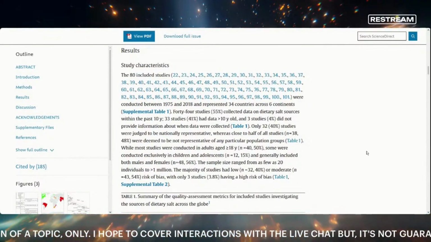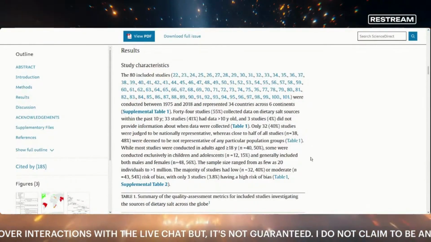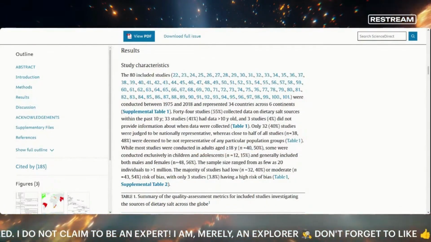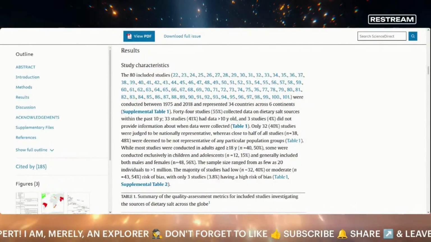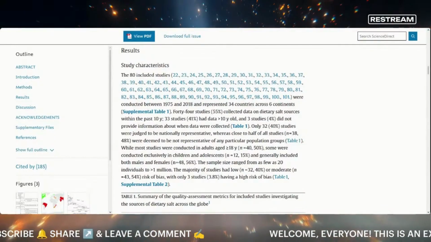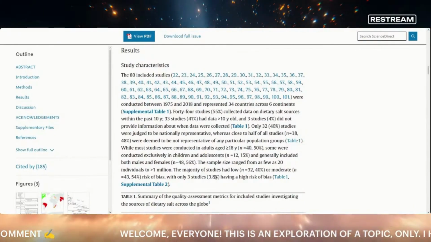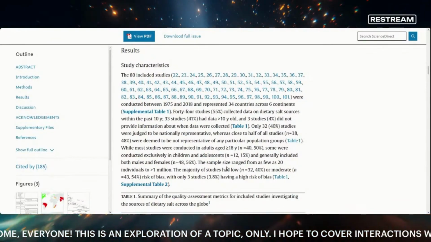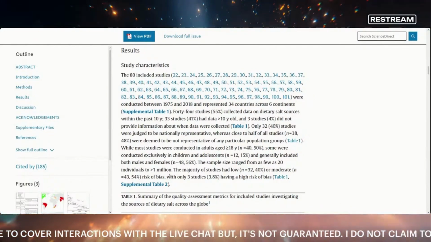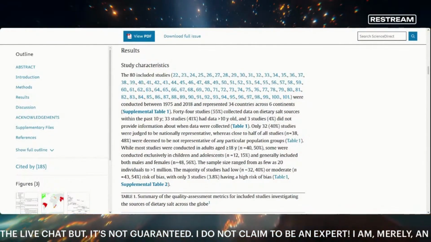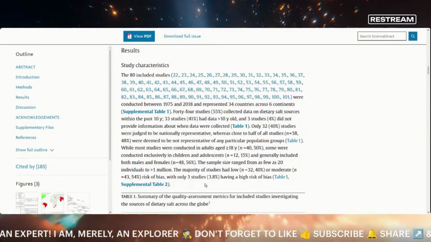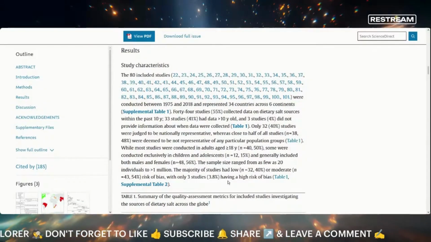While most studies were conducted in adults aged over 18 years, that's 40, which is 50%, some were conducted exclusively in children and adolescents. So that's 12 of the studies, which is 15%, and generally included both males and females, 48 of them, which is about 56%. The sample size ranged from as few as 20 individuals to more than 1 million. The majority of studies had low, 32 or 40%, or moderate, 43, that is 54% risk of bias, with only 3 studies, 3.8%, having a high risk of bias.